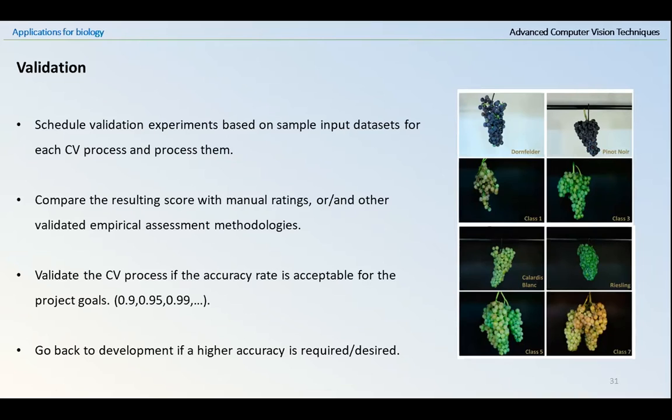At this point, you will have to consider to accept the current accuracy rate or going back to development to try to increase the accuracy. This is like an exponential curve. There is a point where the relation between cost and accuracy gain becomes unfeasible.